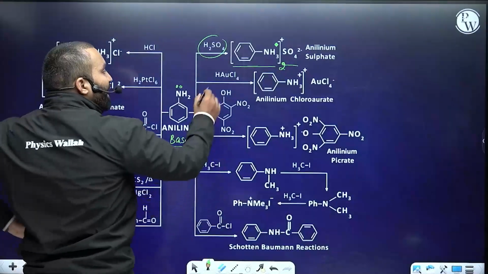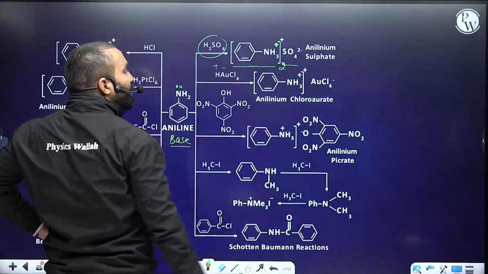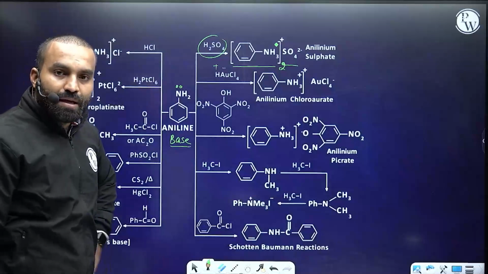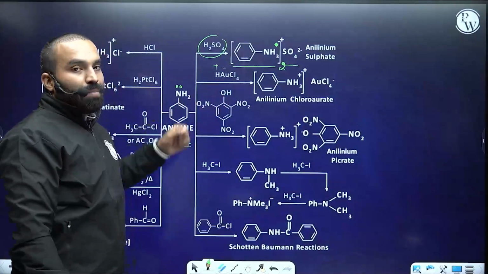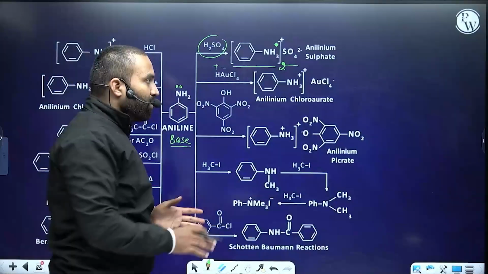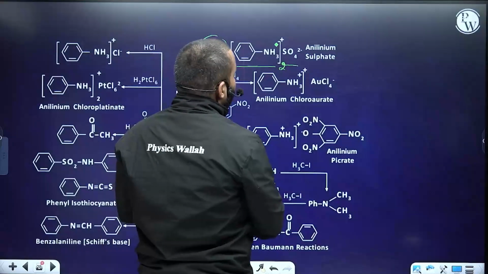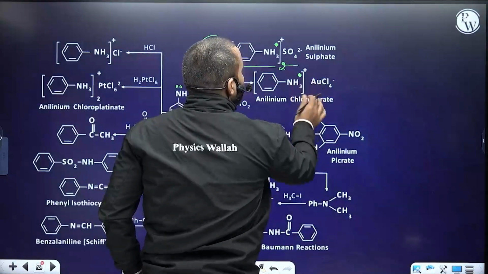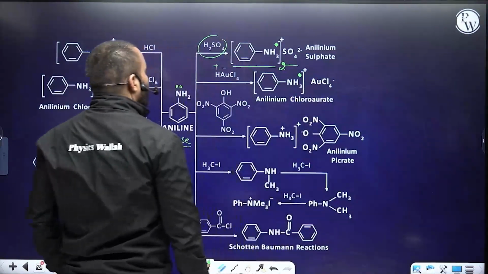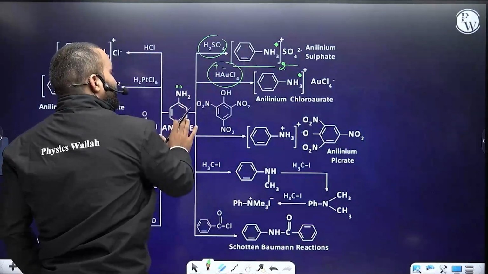Here also H plus and AuCl4 minus. Right? This is your gold compound, one of the rare compounds of gold. Gold generally does not react. So there is overall a positive charge and AuCl4. This is an acid. This is a base.